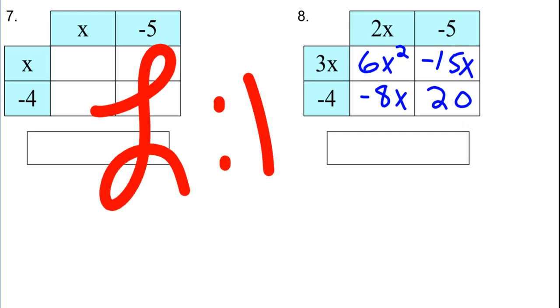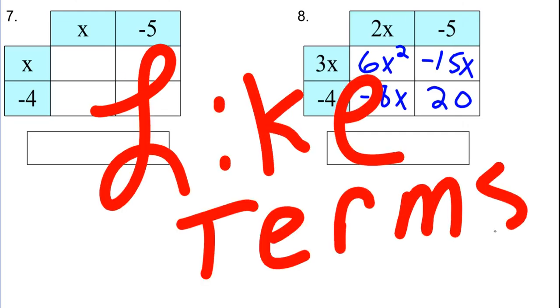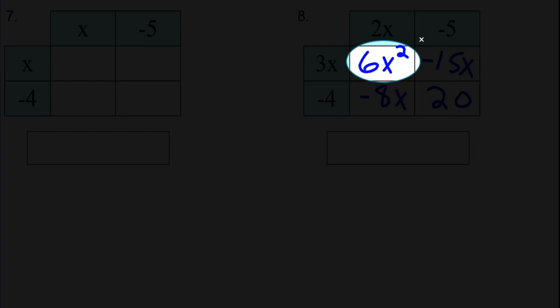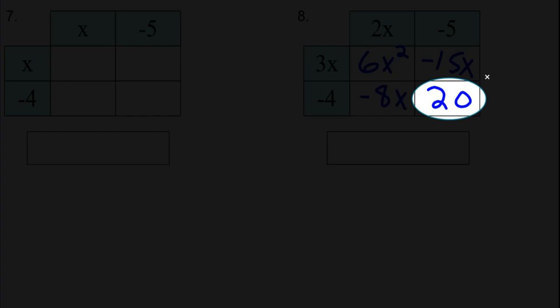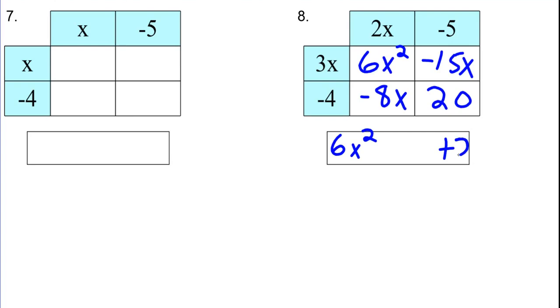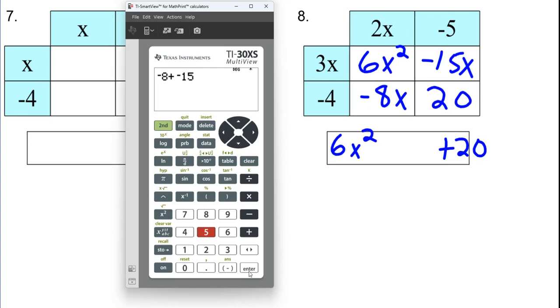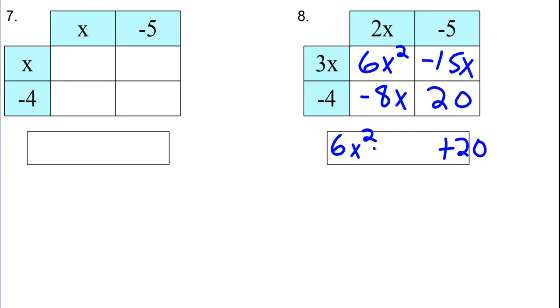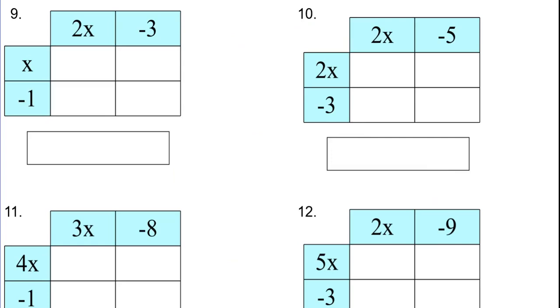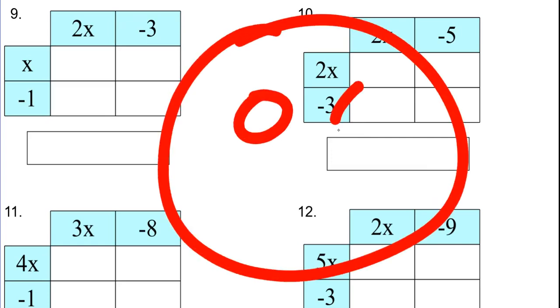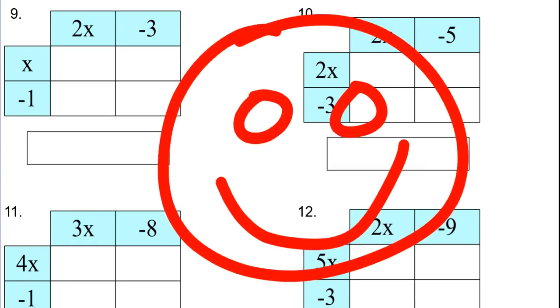Now we simply put together like terms. We should know that there is no term like this, and it will be first. There is no term like this, and it will be last. So let's put in 6x squared first and plus 20 last. Now, this term is like this term, and since the signs are the same, we will add and keep the sign, negative 23. So the middle will be minus 23x. Now, see if you can do problems 9 through 12 by filling out the tables and writing the simplified results.